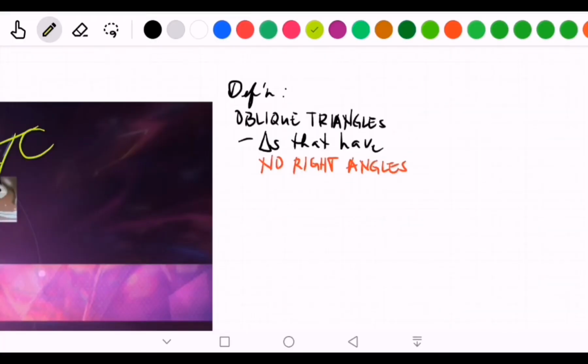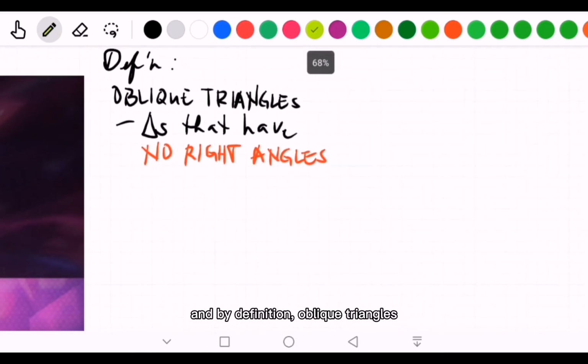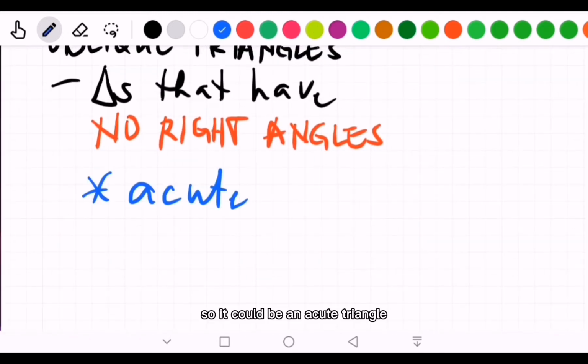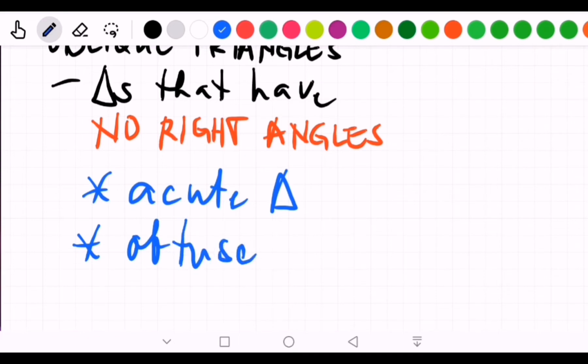Hello everyone. In this video, we will solve oblique triangles. By definition, oblique triangles are those triangles that have no right angles, so it could be an acute triangle or an obtuse triangle.